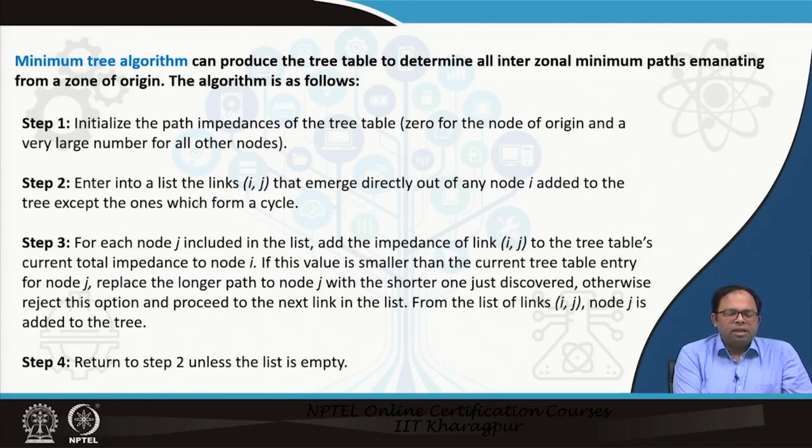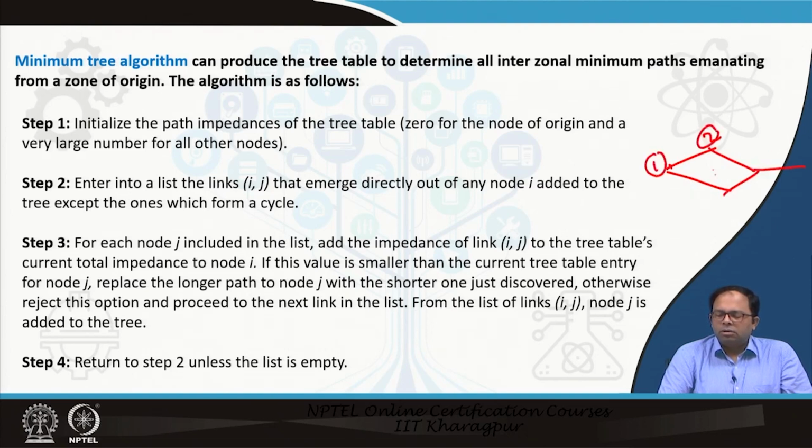Then enter into the list the links ij that emerge directly out of node i, added to the tree except the ones which form a cycle. So suppose we have the same network. So this is 1, 2, 3, 4. From 1 we will list the links 1 to 2 and 1 to 3. So we list the links ij that emerge directly from node 1, added to the tree except the ones that form a cycle. If this actually completes a cycle, we will not include that. So that we will have to take care.